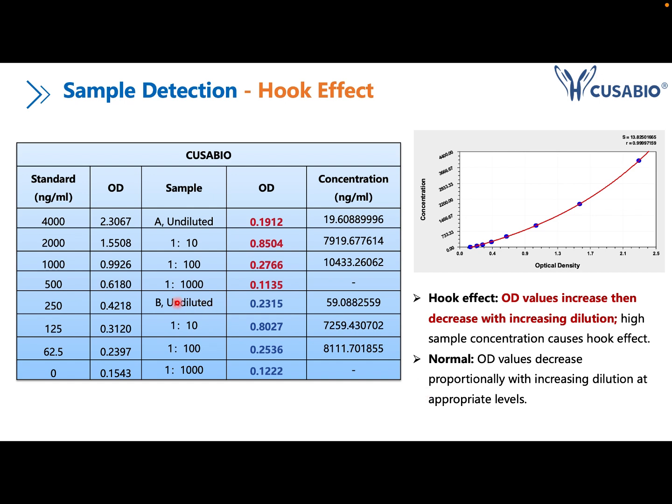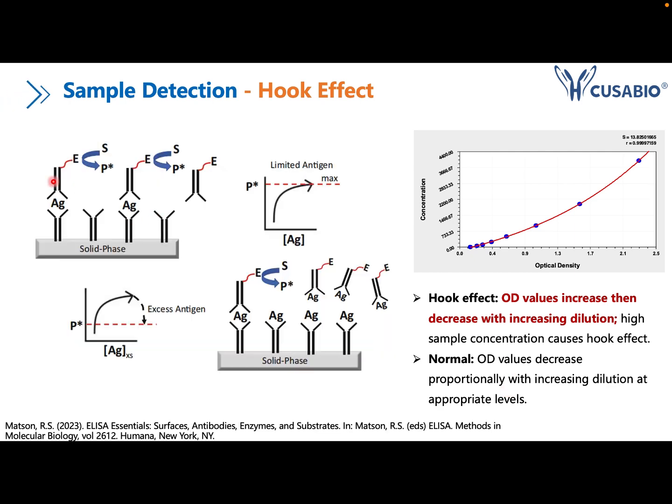In a normal situation, what do you expect to see? You expect to see that as the dilution factor increases, your OD values will decrease proportionally. Not a decrease, then an increase. So what is the hook effect?